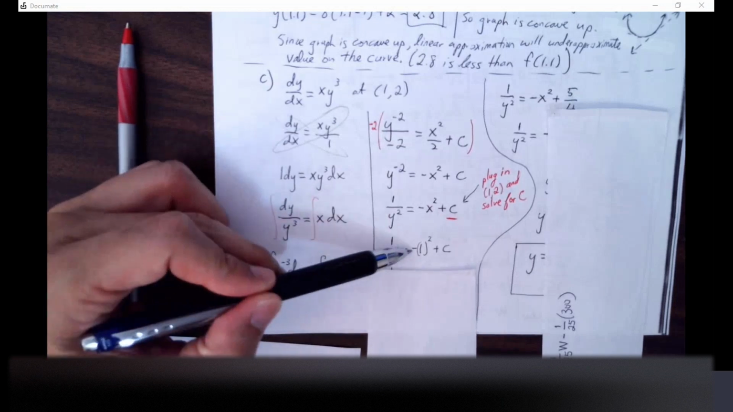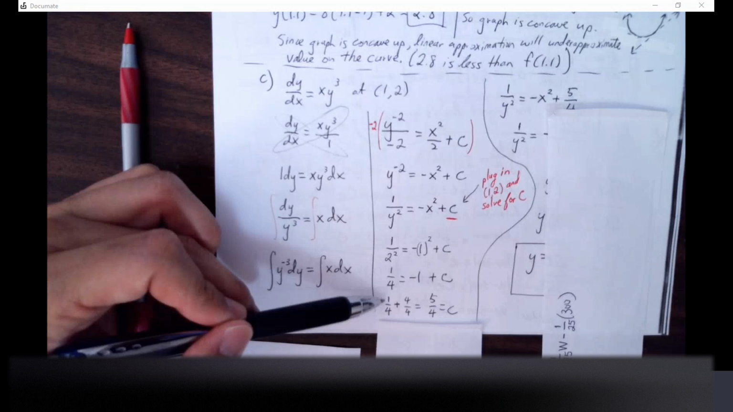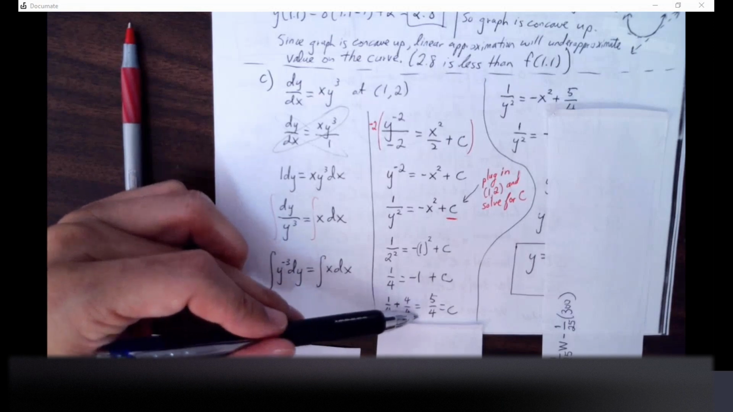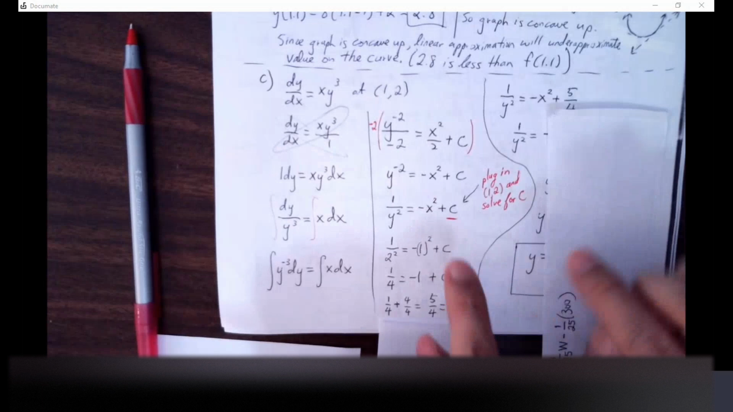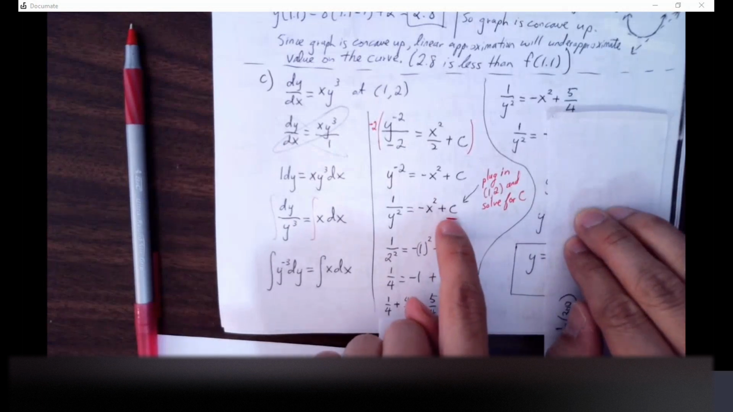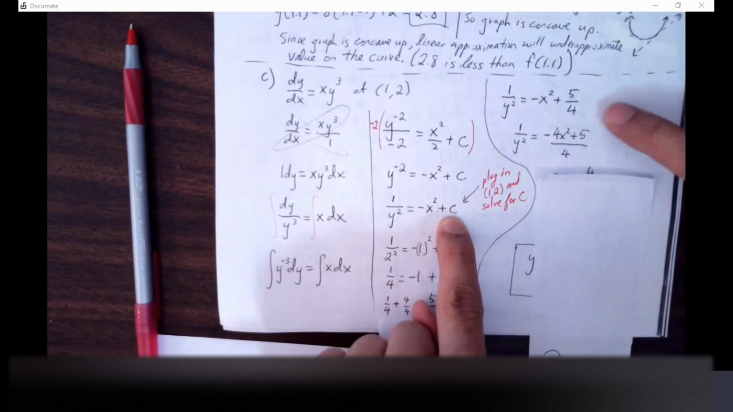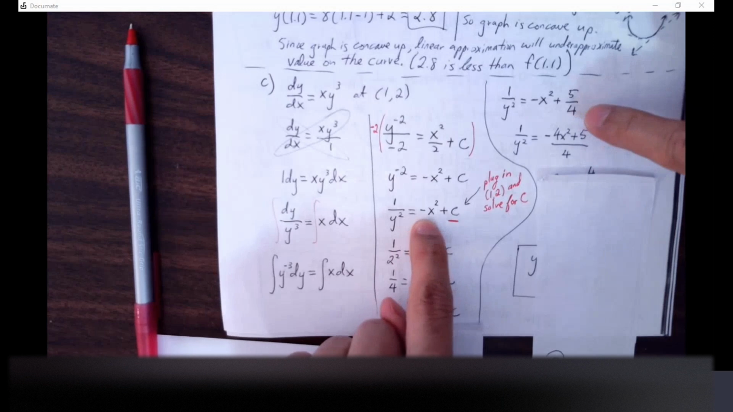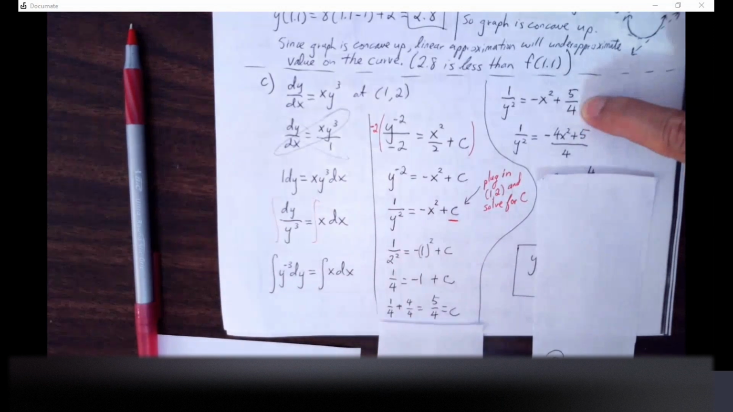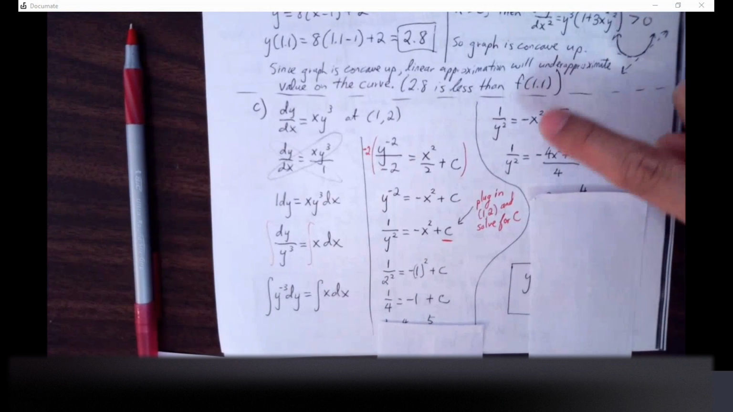So I get 1/4 is equal to -1 plus c. I add 1 to both sides. 1/4 plus 4 over 4 is 5/4, so c equals 5/4. So now I know that my c value is 5/4. I will replace my c with 5/4 and see if I can make my way to solving for y. Okay, so from here, I'm able to update my general to a specific solution. I get 1 over y squared equals -x squared plus 5/4.